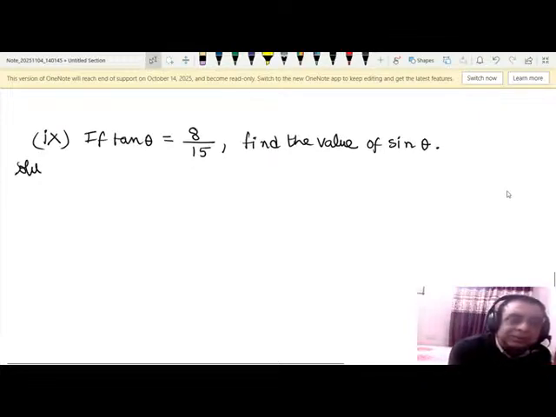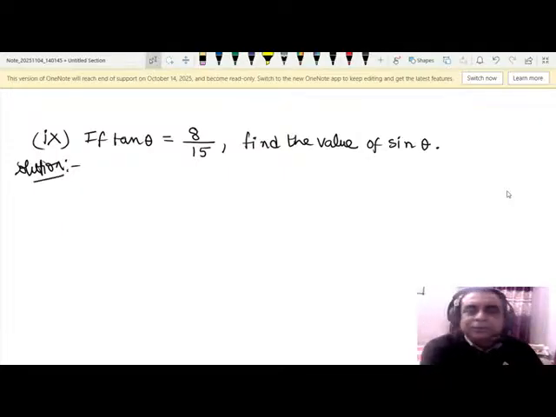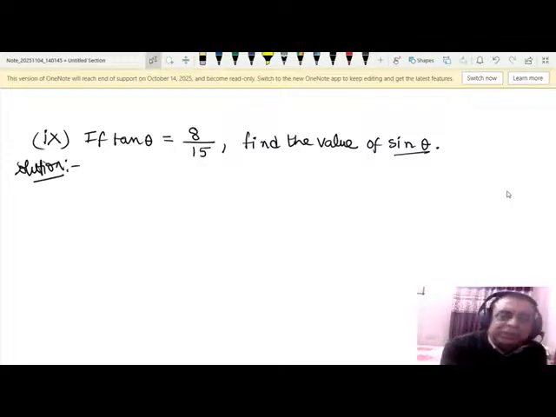Now what is the sum saying? Here the sum is saying that if tan theta value is 8 upon 15, find the value of sine theta. So this type of sum, when one trigonometric ratio value is given and you are asked to find the value of the other trigonometric ratio value, the convenient, easy and simple way is using a right angle triangle. So here we are drawing a right angle triangle.